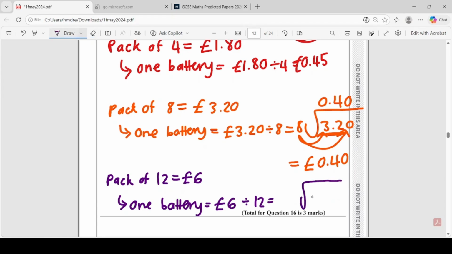So the cost of the batteries, it's £6 divided by the 12 batteries. Sorry about that. How many times does 12 go into 6? It does not. How many times does 12 go into 60? So that's 12, 24, 36, 48, 60. It goes in there 5 times. How many times does 12 go into 0? It does not. So this one is 50p.